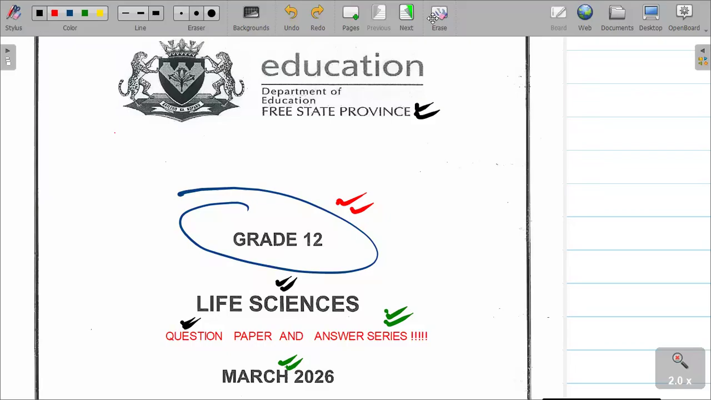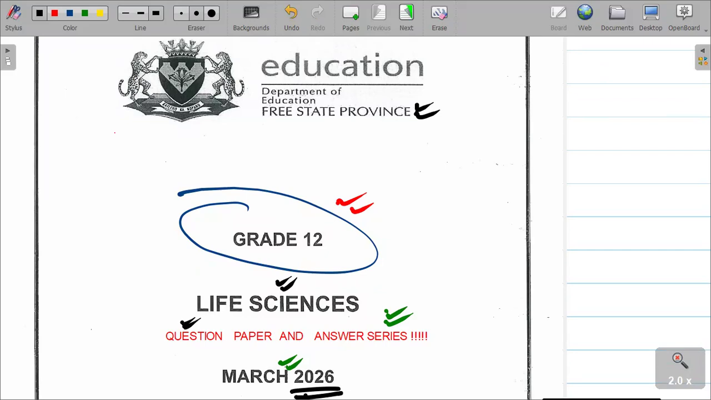Good afternoon, class. We are meeting today to revise the March paper, Free State, that was written this morning. So we are just going to work on the question paper, and suitable answers are going to be provided as we discuss the paper. You can see this is a Free State paper, March 2026.